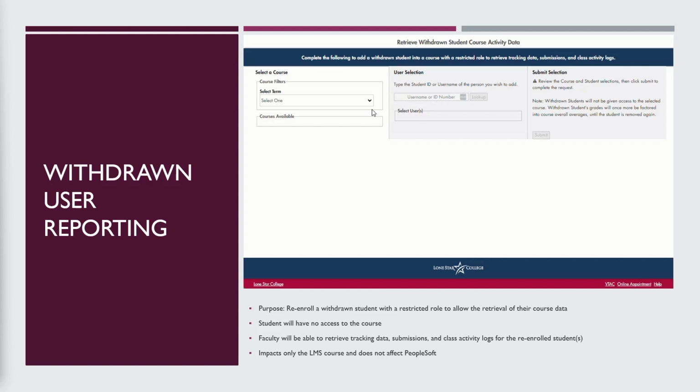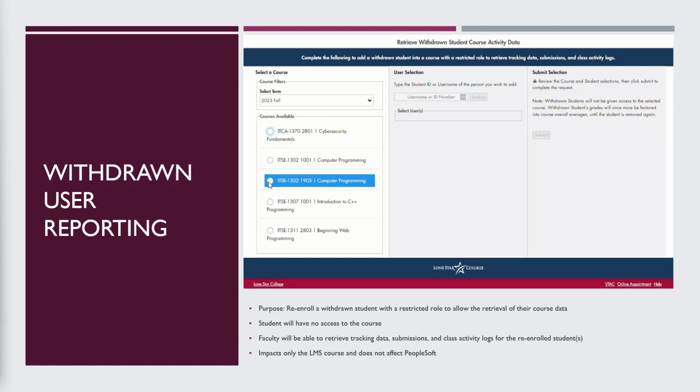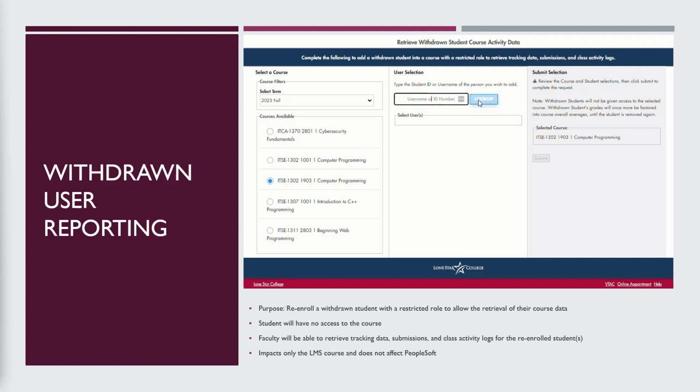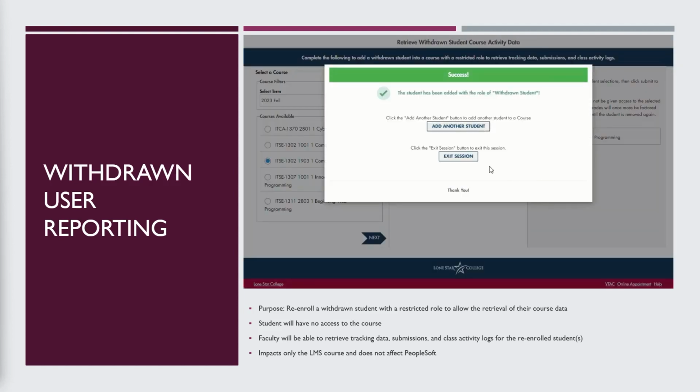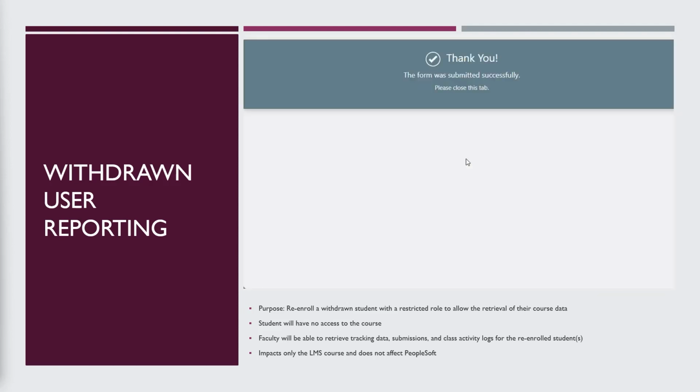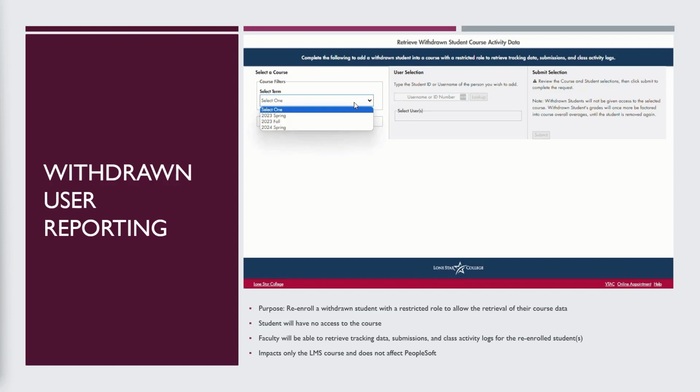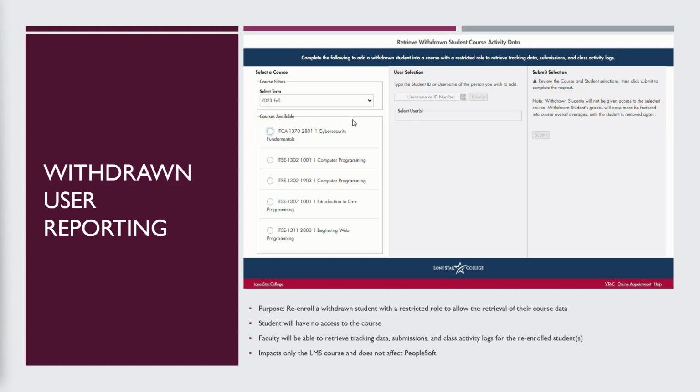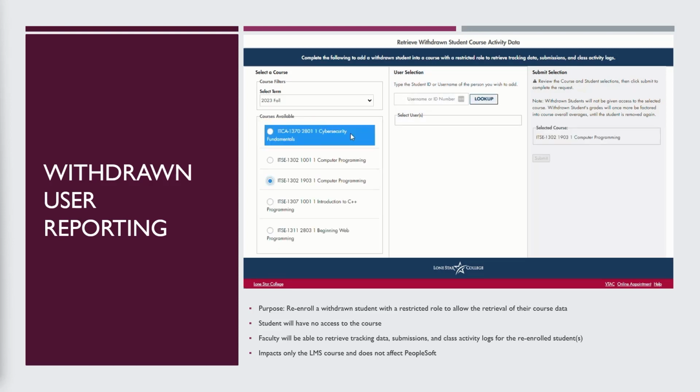By selecting a semester from the drop-down, their courses are filtered for easier selection. Once a course is selected, the next column becomes available. In this column, the user can search for the student by their username or ID number. Once a student has been selected from the list generated, the final column allows the user to verify their choices before submitting. The student is only added in the LMS, and this does not affect PeopleSoft. And the student does not have access to the course themselves with this restricted role.